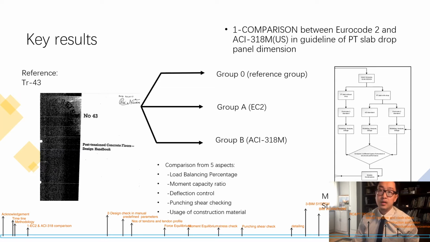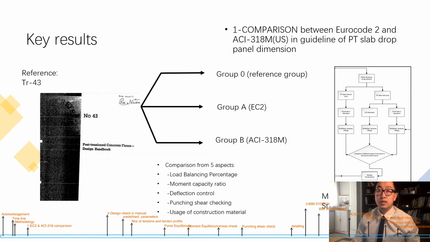Group A is designed based on Eurocode 2. It consists of two post-tension slabs with a drop panel. One slab is designed and modeled with a standard size of drop panel. The other one is modeled with an enlarged size of drop panel. Opposite to group A, group B is designed based on ACI 318, which is the American structure standard. So group B only consists of one post-tension slab with a drop panel.